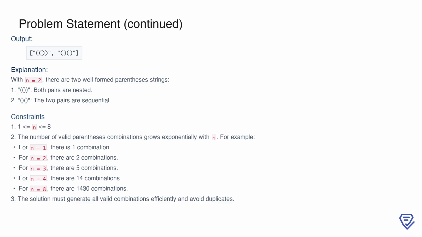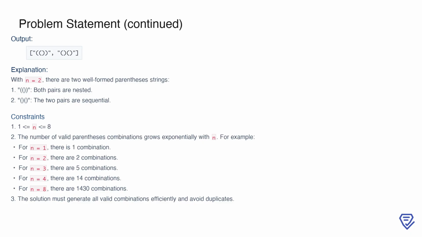For instance, when n equals 1, there is only one combination. When n equals 2, there are 2 combinations. For n equals 3, the number grows to 5 combinations. By the time n reaches 4, there are 14 combinations, and for n equals 8, there are 1,430 combinations.